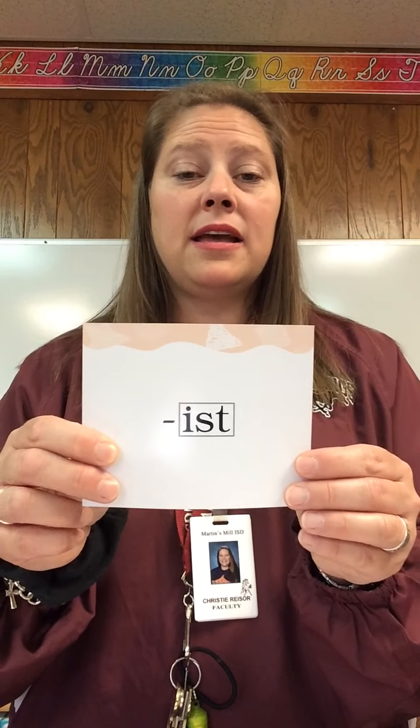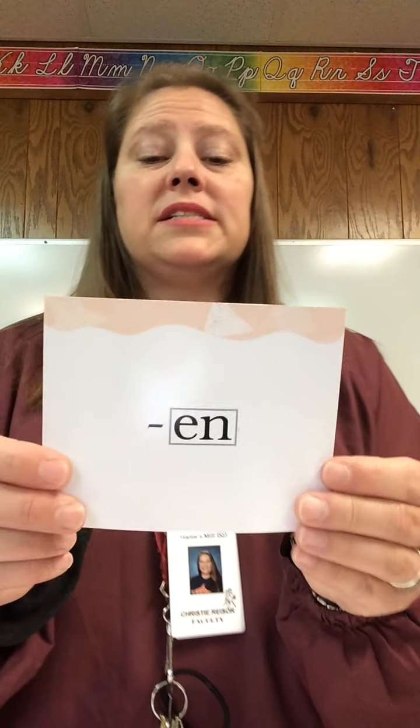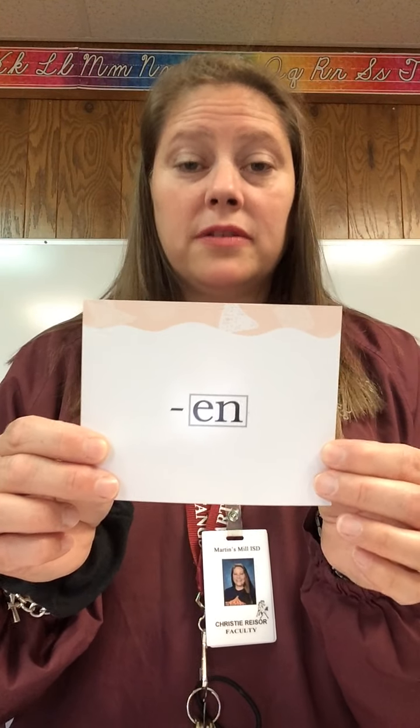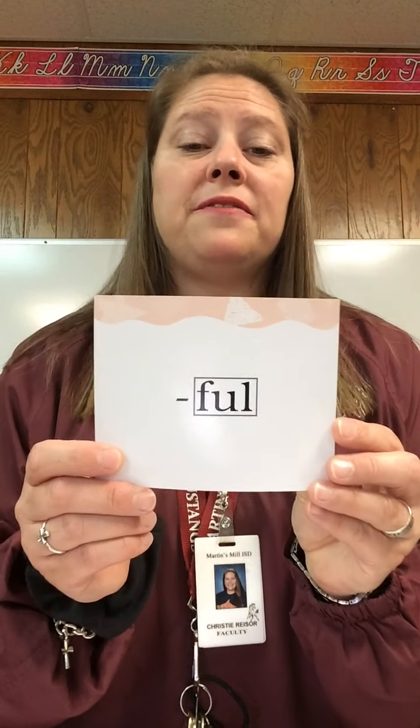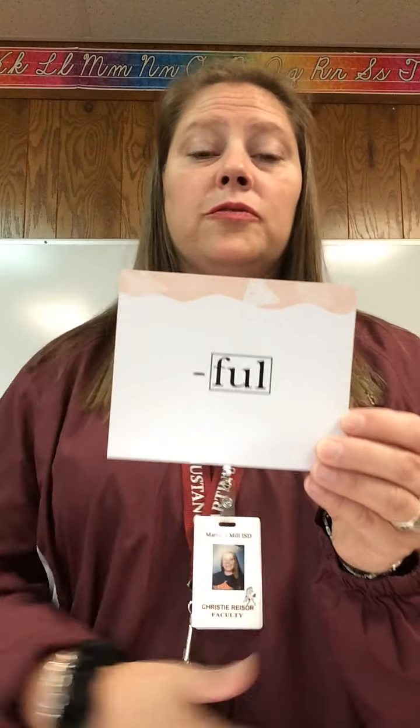Suffix ist, this one is one who is or does, like a cartoonist is someone who draws cartoons. Suffix en, what it's made of. So if I say it's wooden, then you know it's made of wood. Suffix ish, pronounced ish, this is who or how one is. So if you say someone is being childish, you're saying that they are acting or being like a child. Suffix ful, which is pronounced full, means full of. Okay, it was peaceful outside yesterday, meaning it was full of peace.